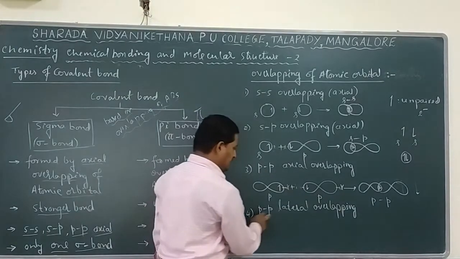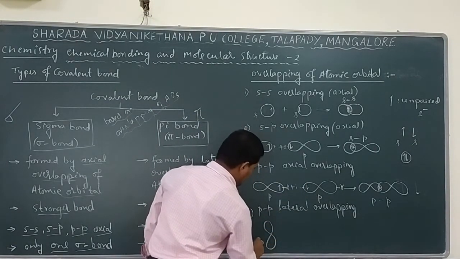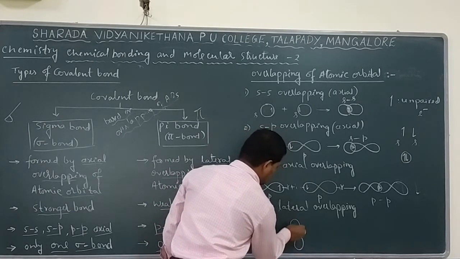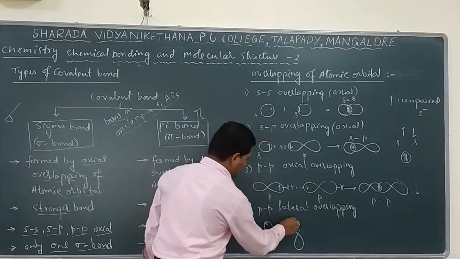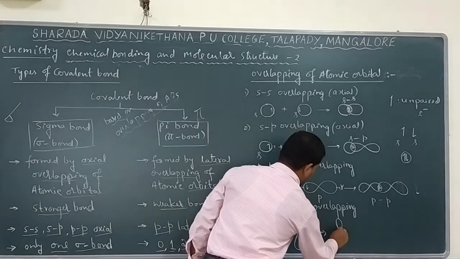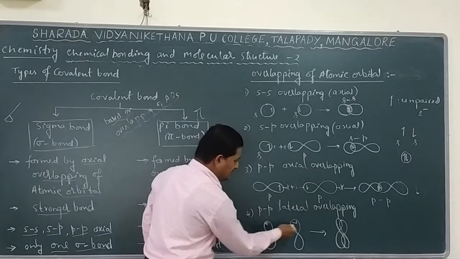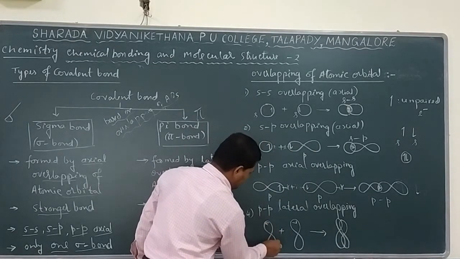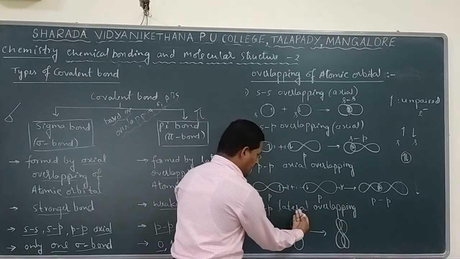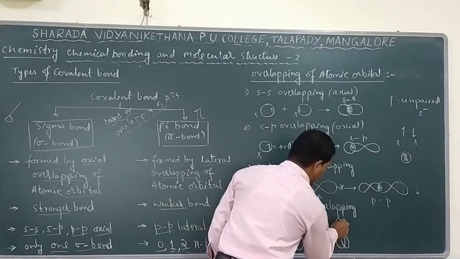overlapping. But in the case of lateral overlap, let us say this is one p orbital along the z axis, and this is another p orbital present along the z axis with another electron. Now what happens? If these two overlap laterally, the structure will be written just like the number 8. This is the p orbital, this is the other p orbital, and they are present not along the axis, they are present lateral or parallel to the axis. Like that, the overlapping takes place.